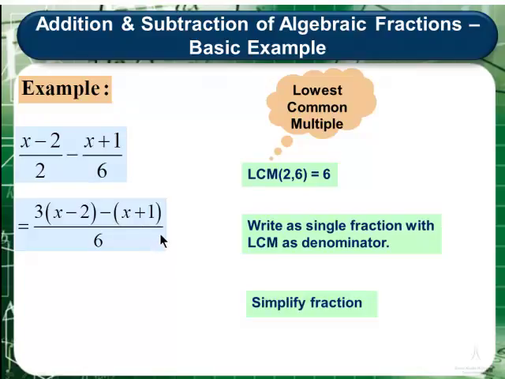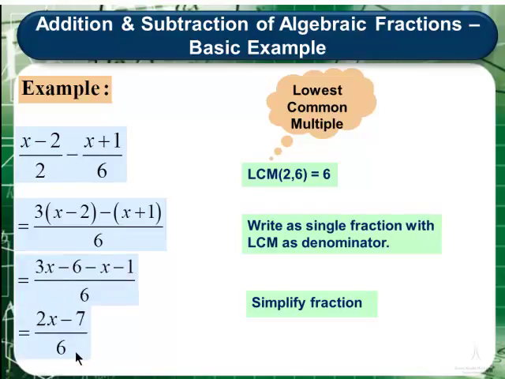All that is left now is to simplify the new consolidated algebraic fraction, and to do that we look at the numerator position. We multiply out, in other words expand by multiplying 3 with x minus 2 and also the minus 1 with the x plus 1, and then consolidate like terms to be able to write this in its final, simplified form, as 2x minus 7 divided by 6 in this case.